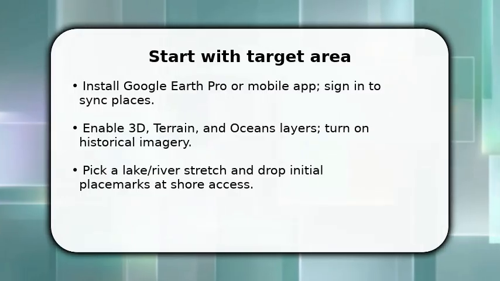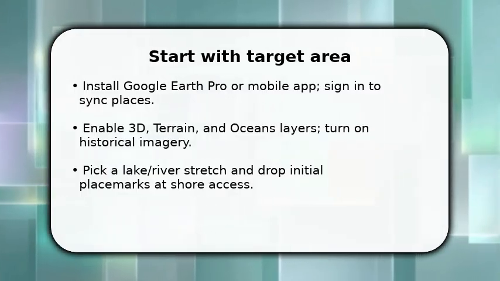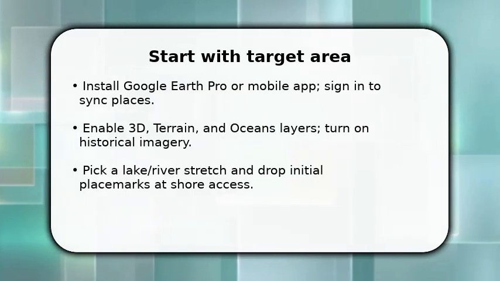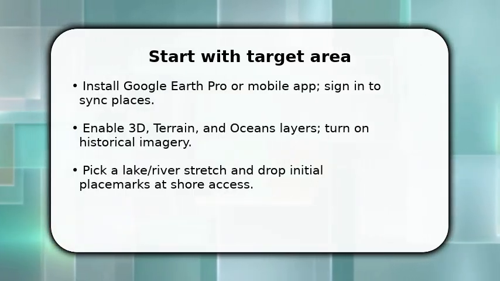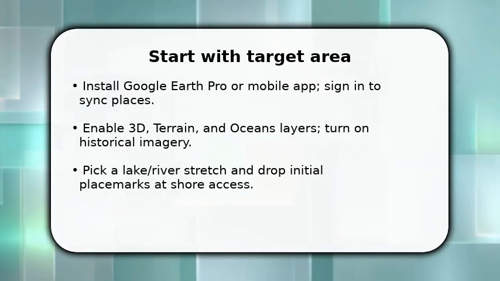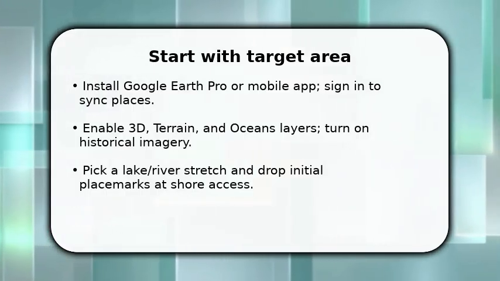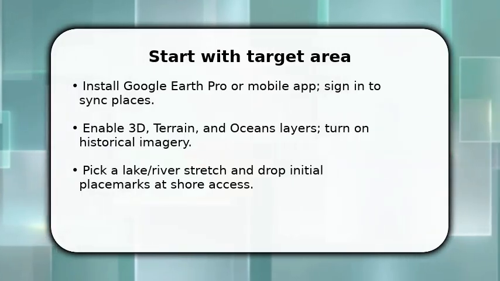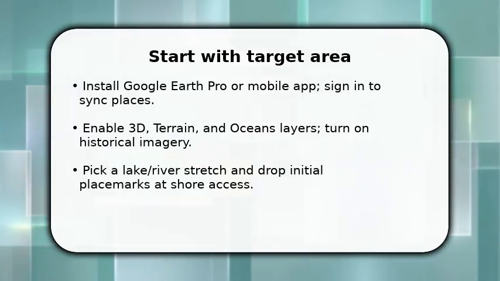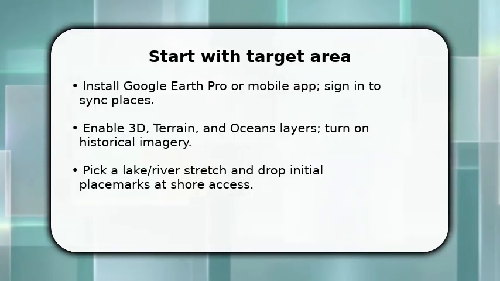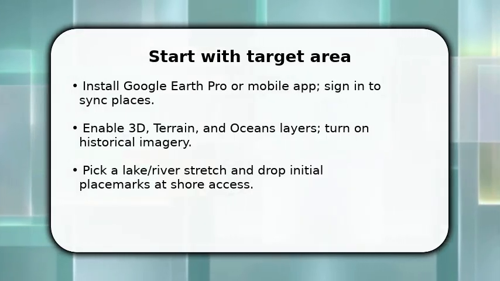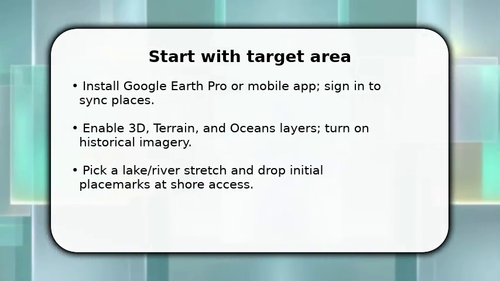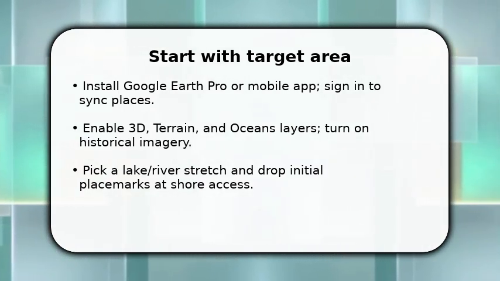You begin by choosing a realistic stretch of water and opening Google Earth with terrain and oceans active. Zoom to the area, then drop place marks at launch points and visible structures. Once done, enable historical imagery to compare water levels and seasonal changes. That reveals consistent features. Make sure 3D terrain is on so you can judge slope and elevation. These first steps orient you spatially and create the baseline map you will analyze in the next stage.